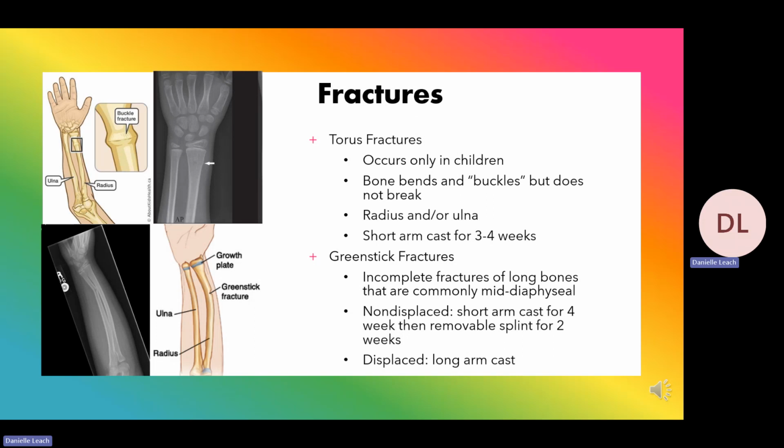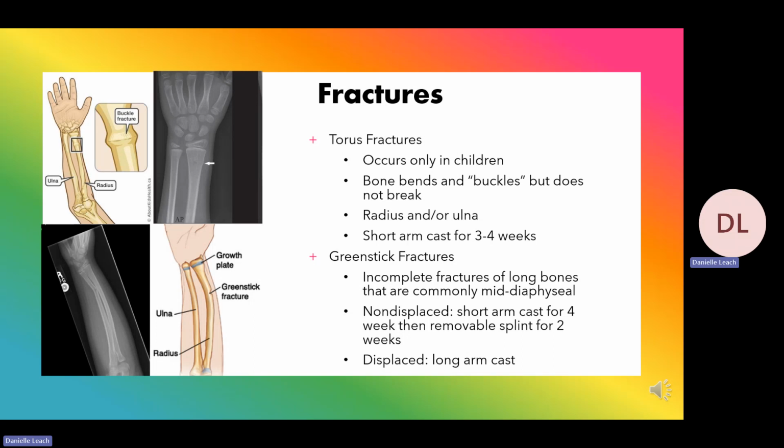But if you're looking at the top two pictures of the x-ray and then the drawing of the buckle fracture, you can see that they call it a fracture, which is sort of confusing, but there's not an actual break. So on the x-ray, you can barely see anything there at all. There's a little mark. And then on the drawing, you can see it sort of looks like the bone is smushed down or buckled because of the compressive force that caused it. This one, again, it's usually the radius and ulna, so they're going to have a short arm cast for 3 to 4 weeks. A short arm cast basically means that it's not going to extend to the upper part of their arm.